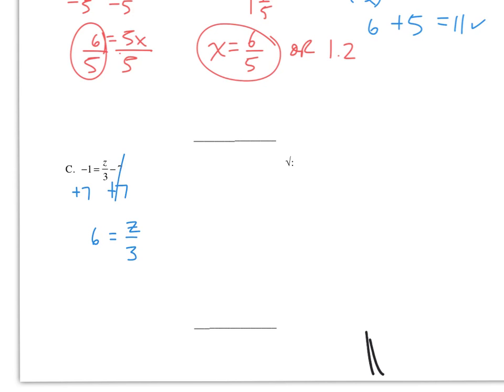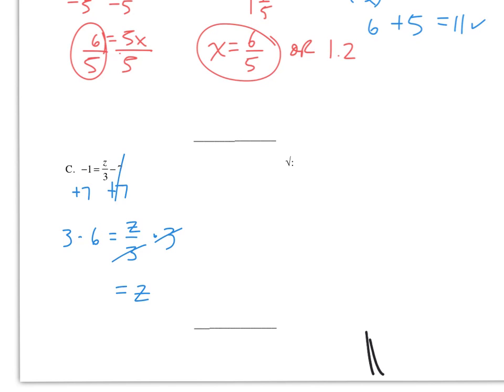So my goal now is to get rid of that 3. If I am right now dividing by 3, the opposite is? Victor says multiply by 3. All right, if I multiply by 3 and divide by 3, the 3's cancel, and I'm left with just z. And now you just got to tell me what 3 times 6 is. 18.